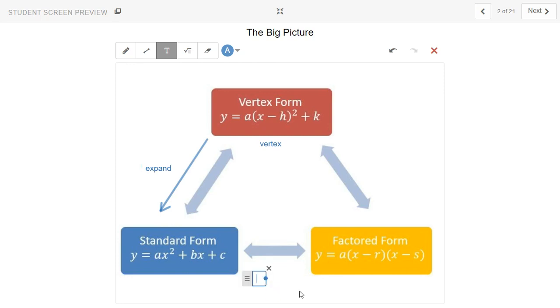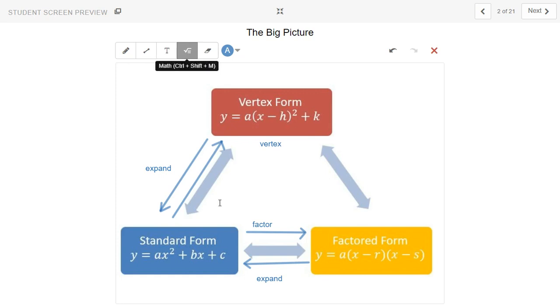And similarly, when we go from factored form to standard form, we also expand. We also talked about how going from standard form to factored form was factoring, and from standard form to vertex form, we have two different ways to do this. We have the method of using h is equal to negative b over 2a. Alternatively, you could use the completing the square method.